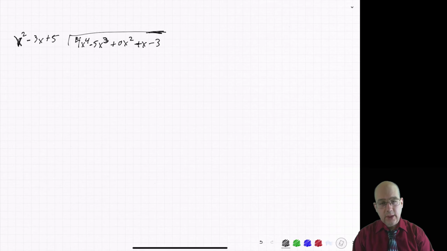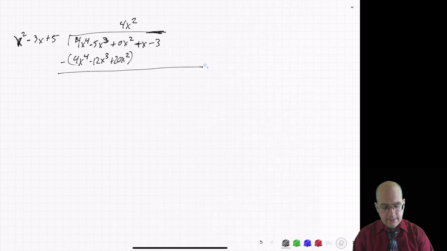So I need to cancel that 4x to the 4th. How do I do that? Well, I need to multiply x squared by 4x squared. So I'll just put that over the x squared term here. And we get 4x to the 4th minus 12x cubed plus 20x squared. And we do a minus sign, like so. So that gives me a 0 here.